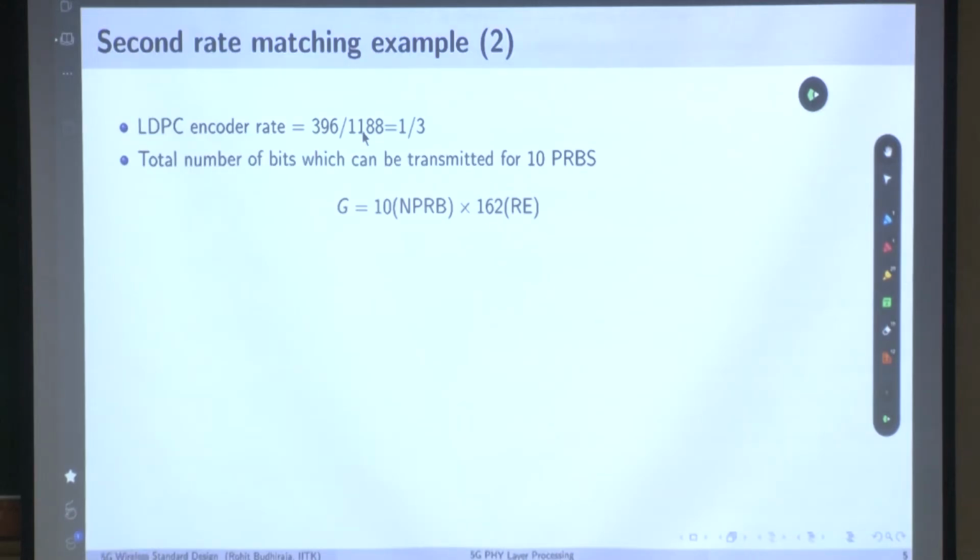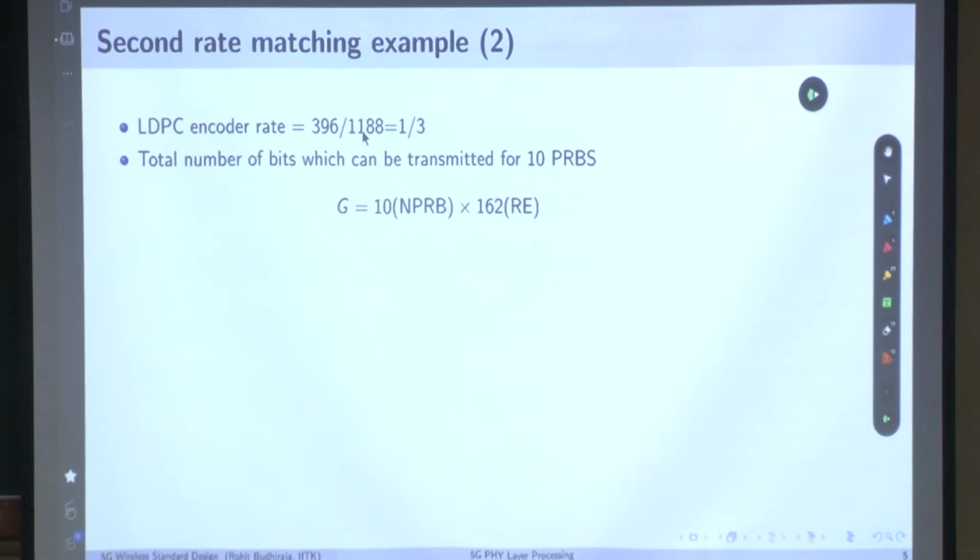162. Where is this coming from? Let's recall. One PRB has how many resource elements? 12 into 14, that is 168, minus 6 for the pilot. That's where it's coming from. So keep this in mind. If the pilot increases or reduces, we can adjust that. Then correspondingly, this number will reduce, because you are blocking certain extra subcarriers for the pilots.